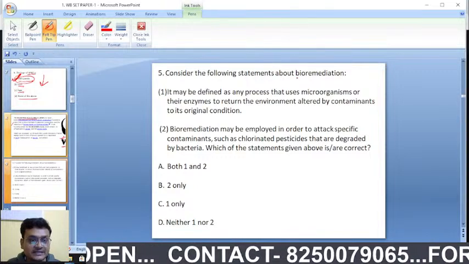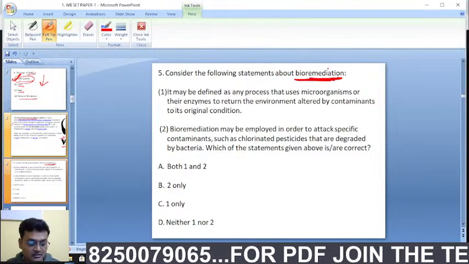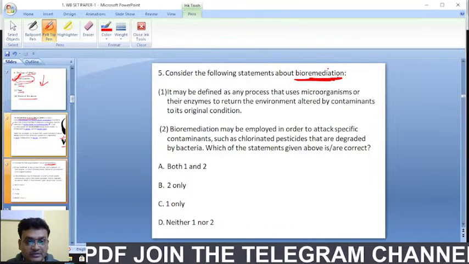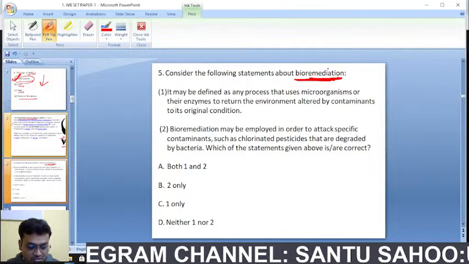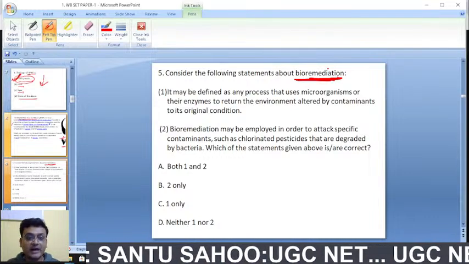Consider the following statements about bioremediation. We did phytoremediation; here is bioremediation. Phyto means plant, a Greek word.